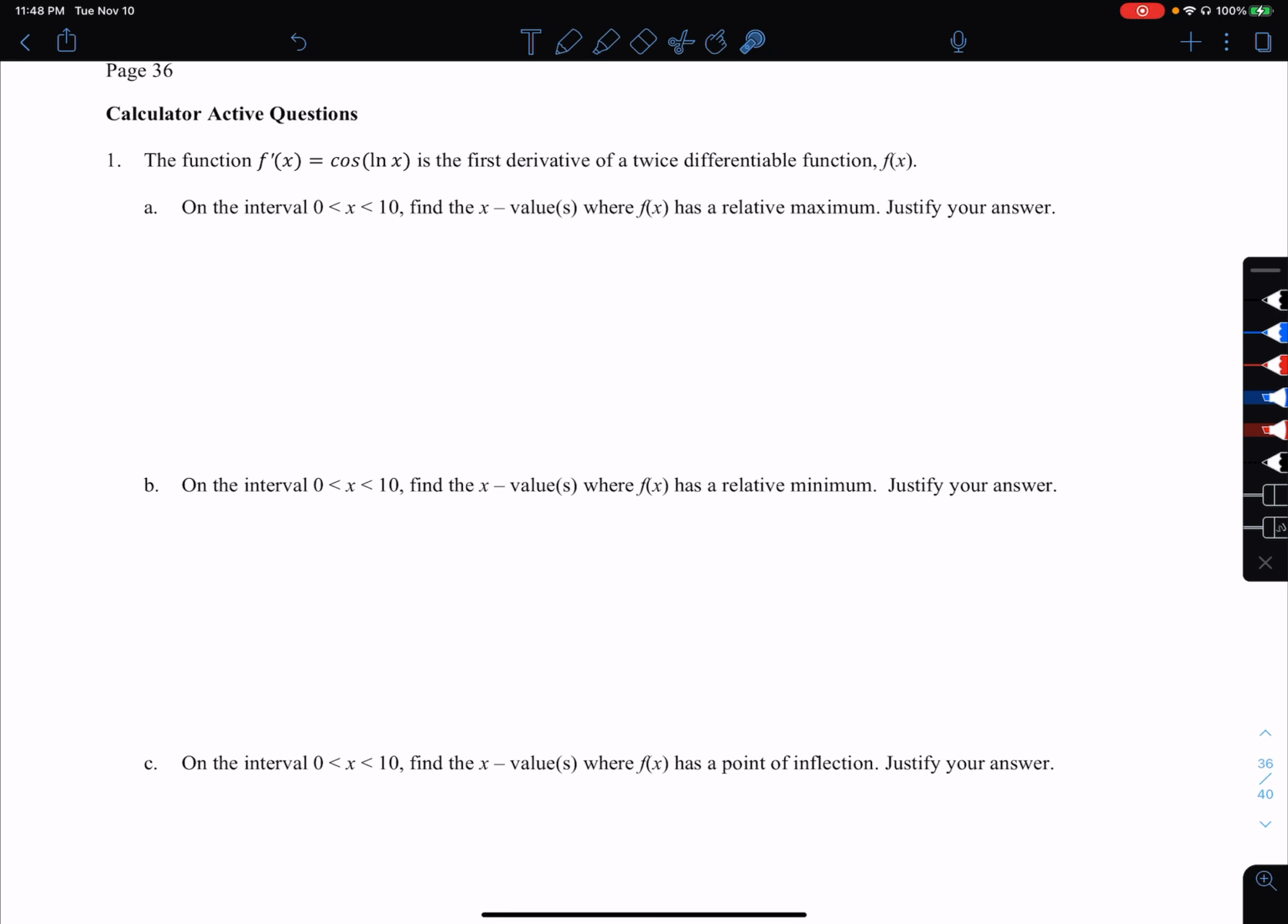Every time I hear about twice differentiable, I think about a twice baked potato. I'm not sure why.